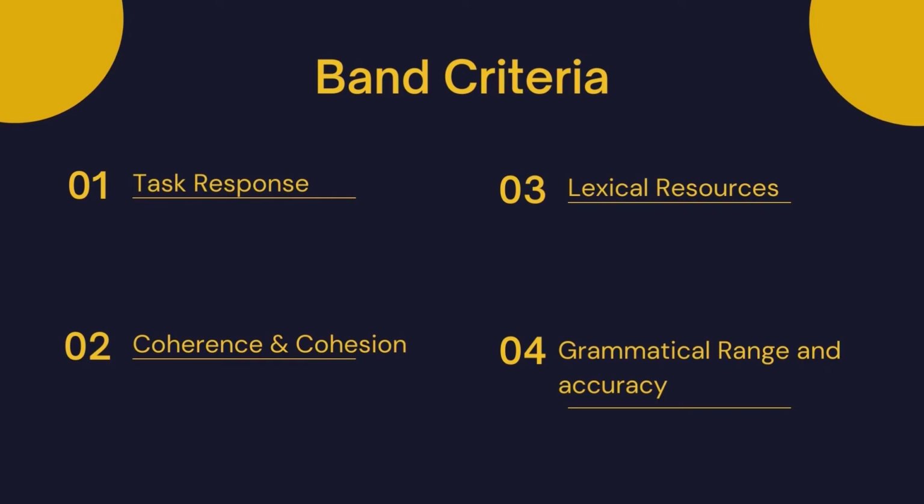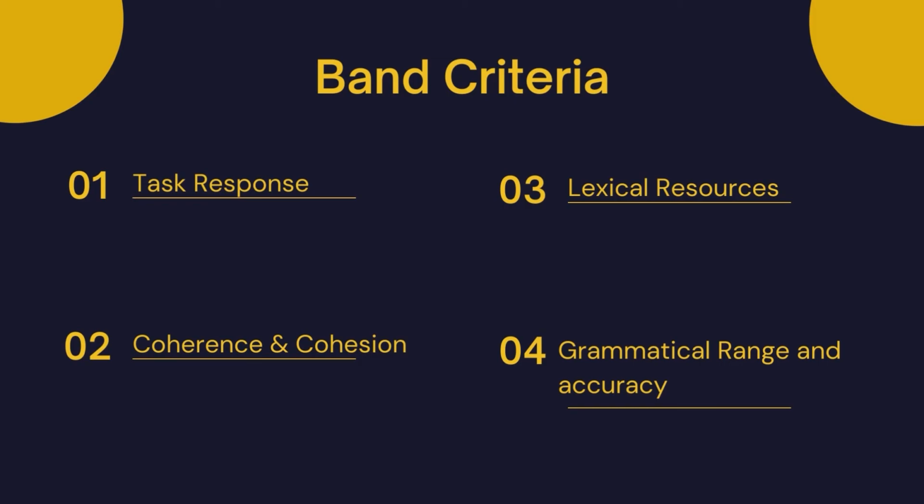Now we'll discuss the band criteria of the writing portion. Firstly, we have to talk about task response. In task response, we have to pay attention to all the issues in the essay question. And secondly, answer the essay question with relevant main points, and plan your supporting points so that you don't get off the topic, and you have to write over 250 words.